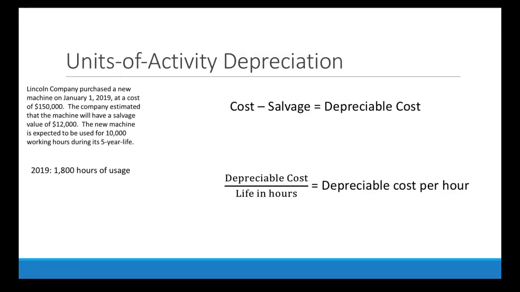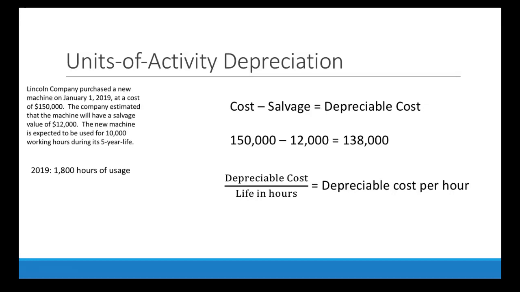Now if we move on to the units of activity method, it's a little bit different, but we're going to start off the same way. We start off once again with cost minus salvage value to get our depreciable cost. All right, so we've already solved for that one. We take the cost of 150 minus our 12,000 salvage value to get our depreciable cost of 138.